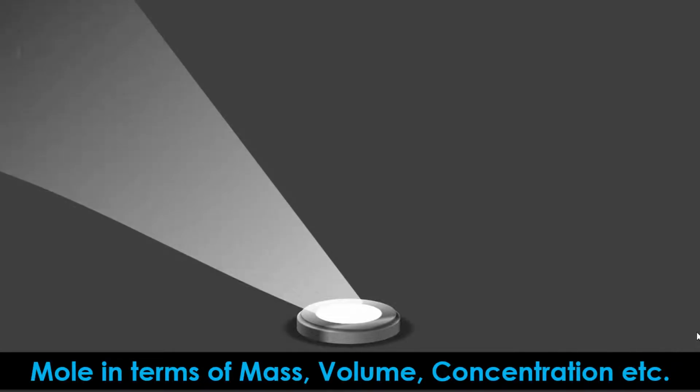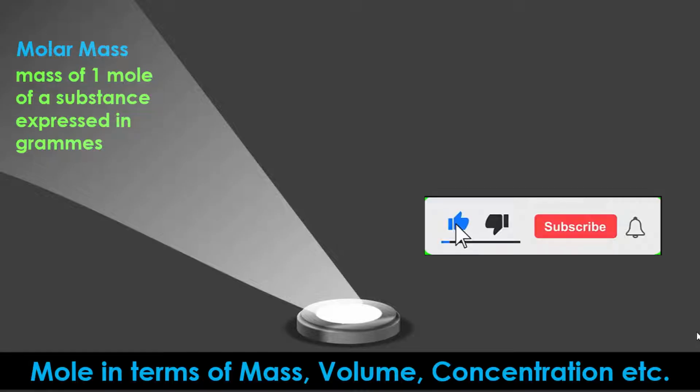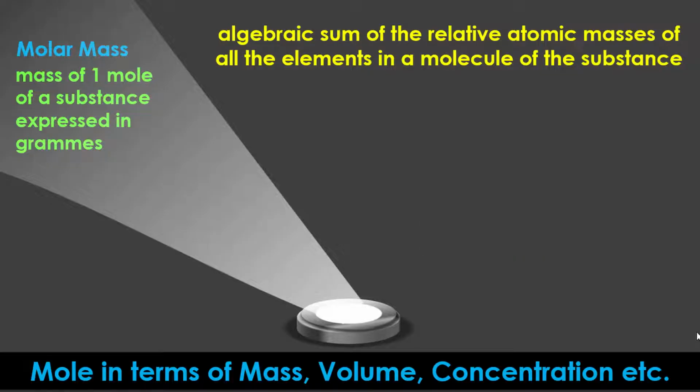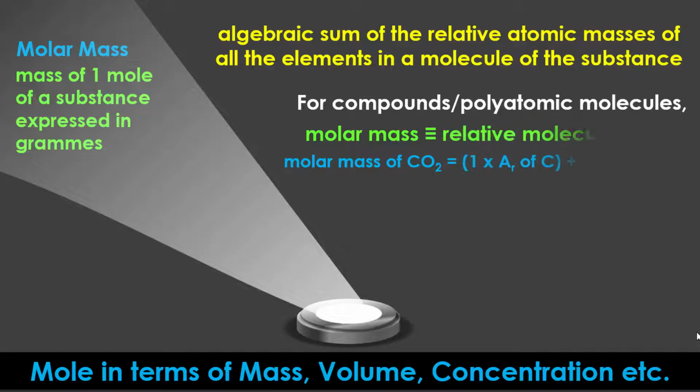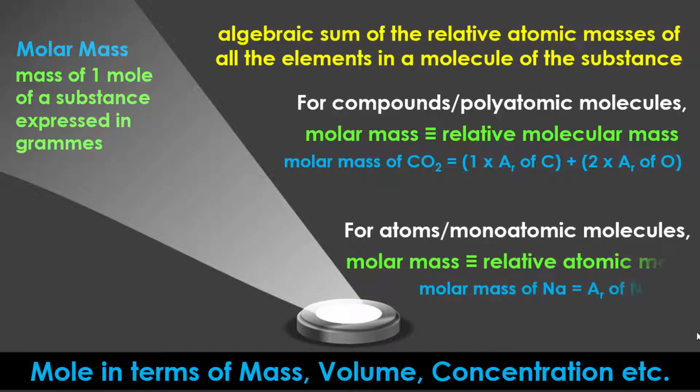In terms of mass, the mole is considered to be the molar mass, which is the mass of 1 mole of a substance expressed in grams. It is calculated by finding the algebraic sum of the relative atomic masses of all the elements in the substance. If the substance is a compound or polyatomic molecule, then the molar mass is equivalent to its relative molecular mass. However, if the substance is just an atom of an element or a monatomic molecule, then its molar mass is equivalent to its relative atomic mass.